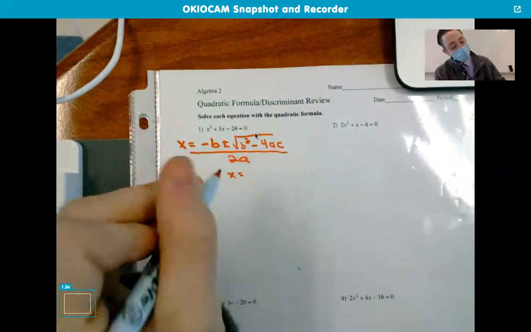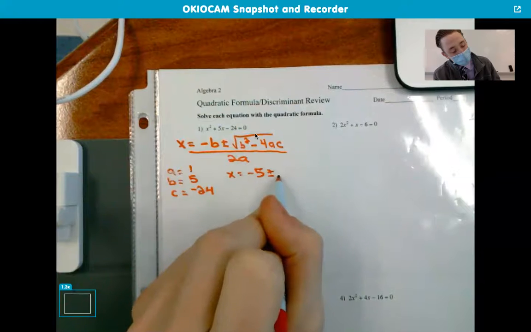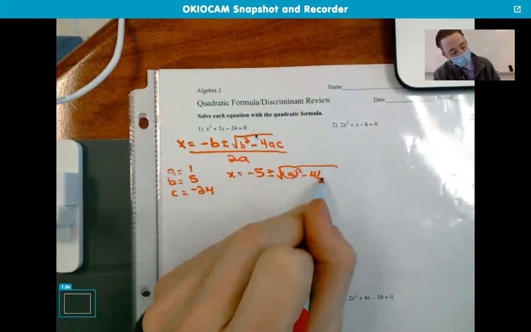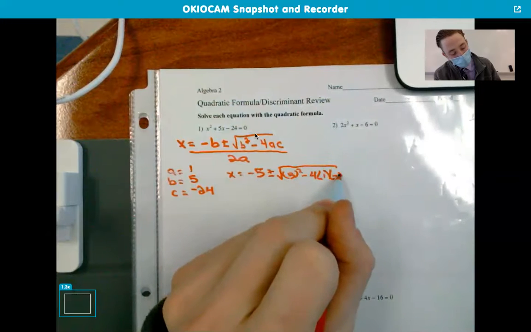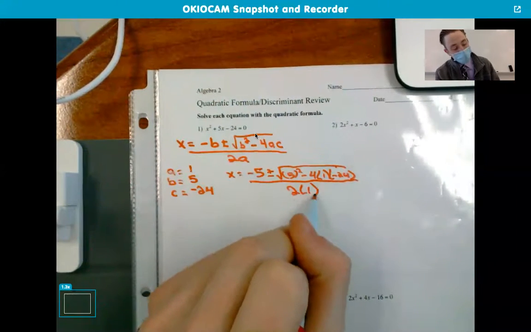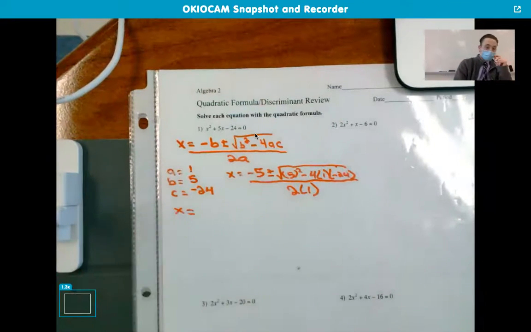When I go to plug this in, negative b, remember, it's going to change that sign. I have negative 5 plus or minus the square root of 5 squared minus 4 times 1 times negative 24 all over 2 times 1. Okay. Any questions about how I got to that point?